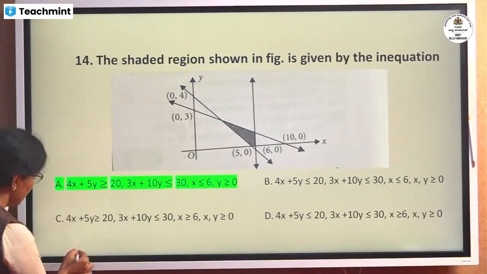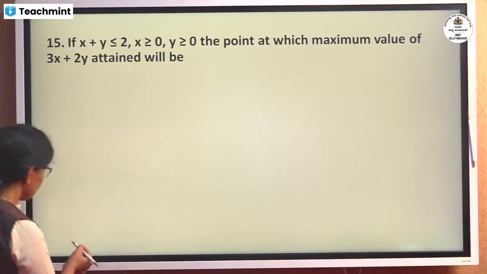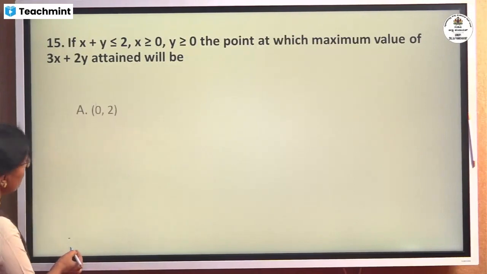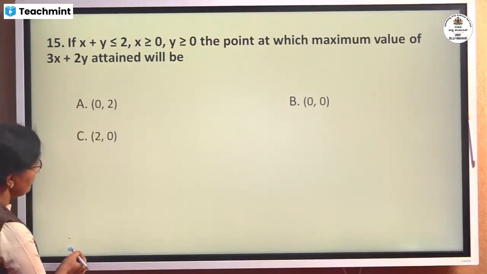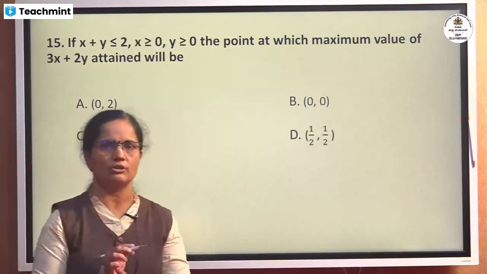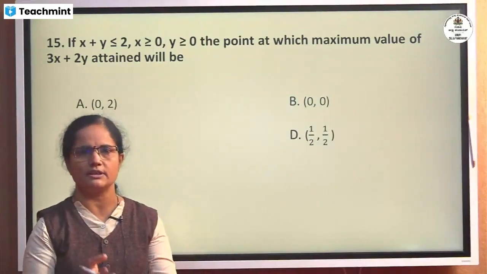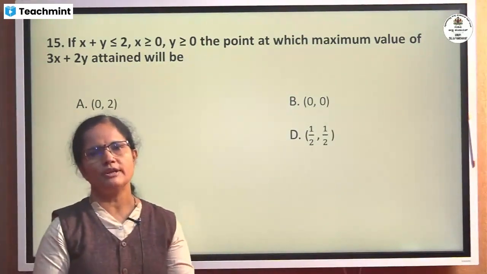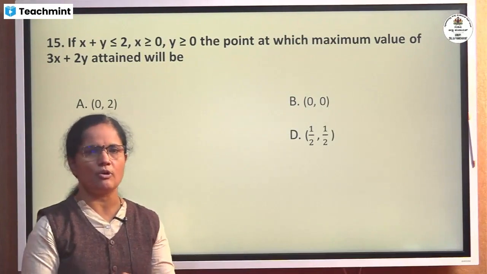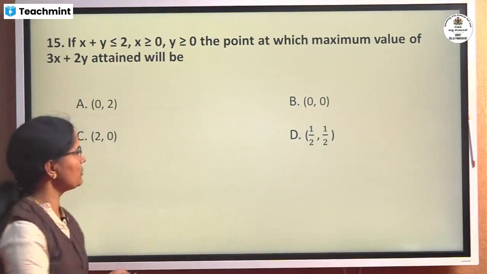Okay. So let me go for the next question. The options are like this. Read the question once. If x plus y is lesser than or equal to 2, x is greater than or equal to 0, y is greater than or equal to 0, the point at which the maximum value of 3x plus 2y is attained is the point that you have to find.